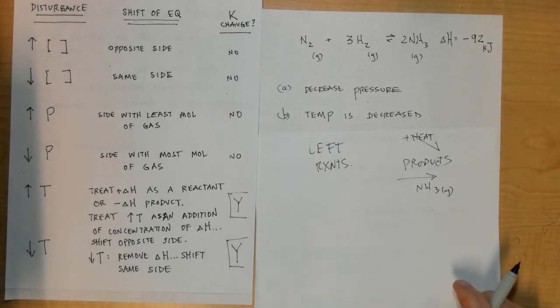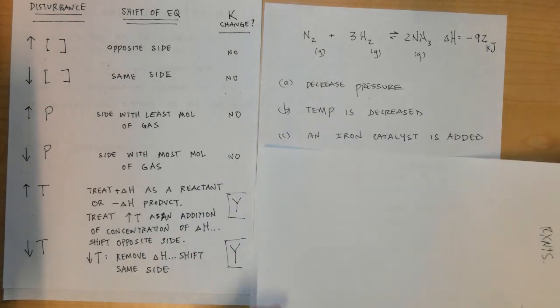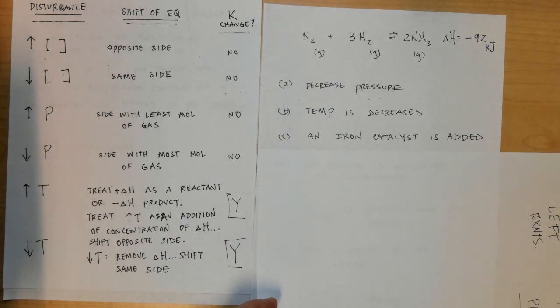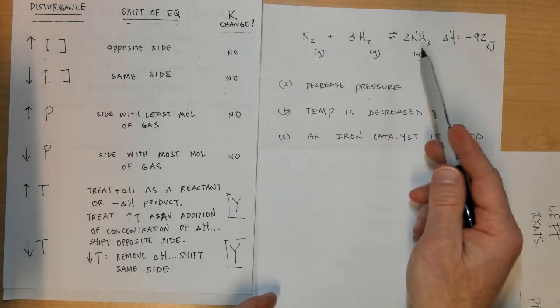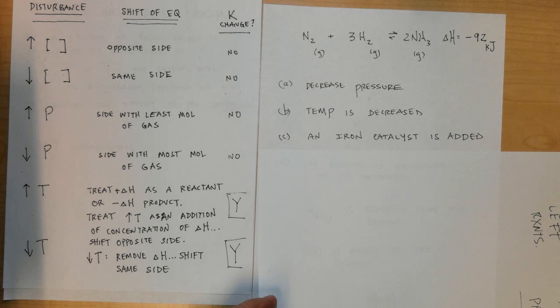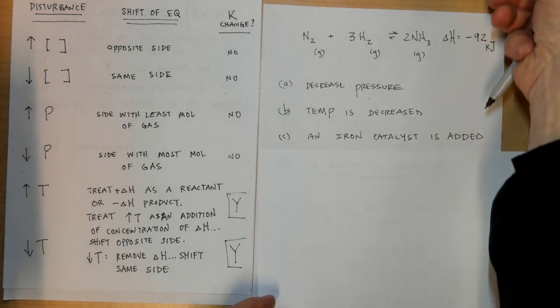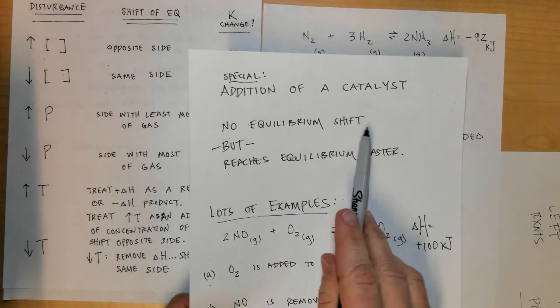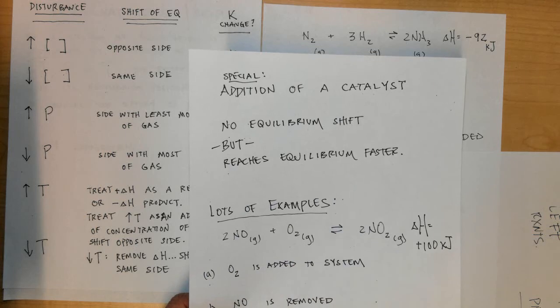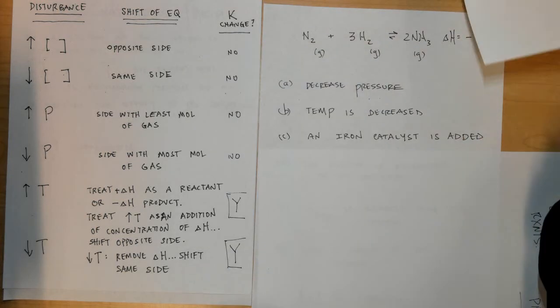Letter C. An iron catalyst is added. Ooh, remember this one? This one's a tricky one. Does it shift left? Does it shift right? Does it change anything? Remember, the addition of a catalyst has no effect on the equilibrium. You just simply reach the equilibrium faster. So that's a trick question that shows up.